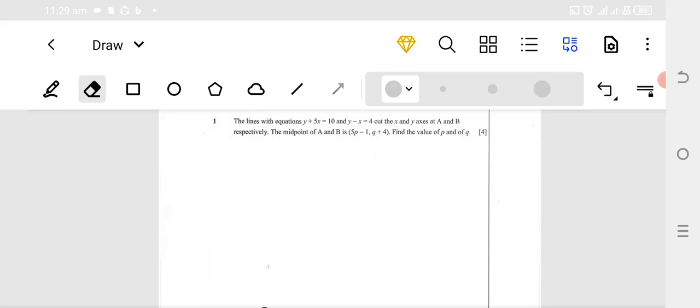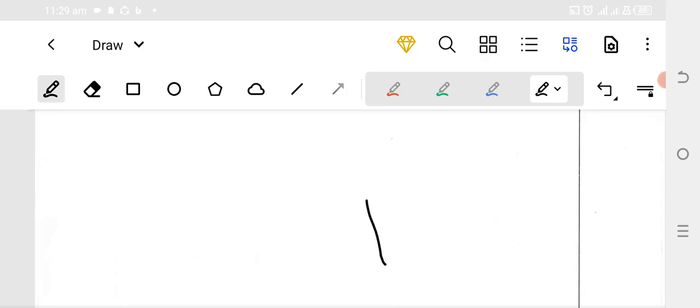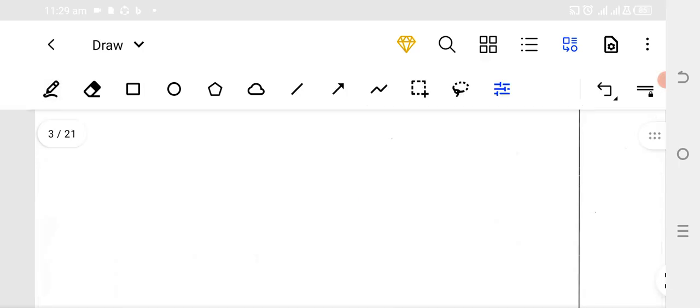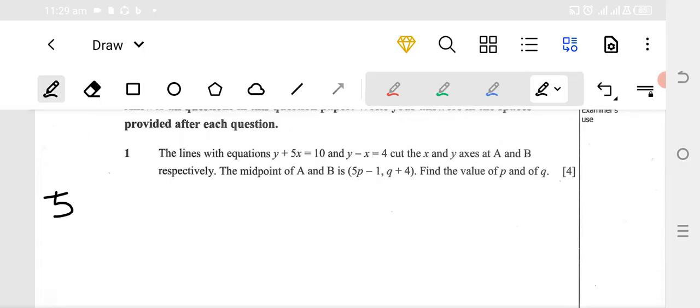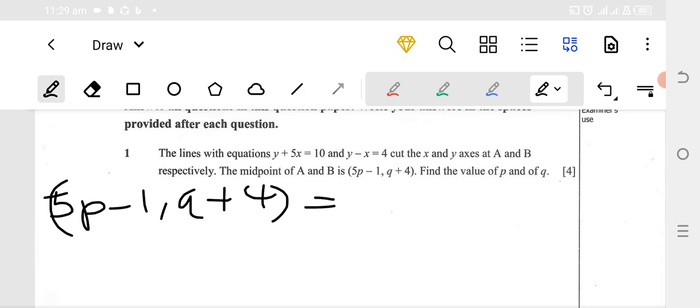So now we are going to say 5, no, not like that. Let me zoom in. Not like that too. Okay. 5P minus 1, Q plus 4 is equal to (1, 2).